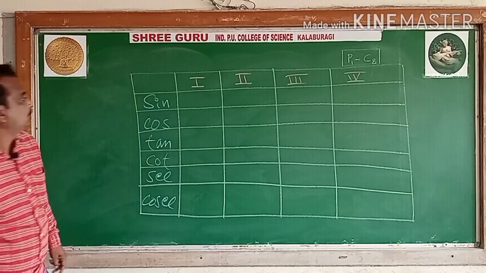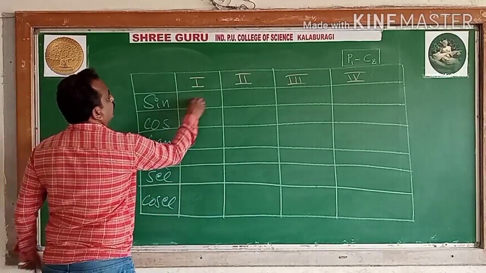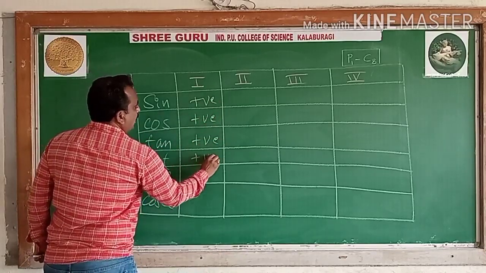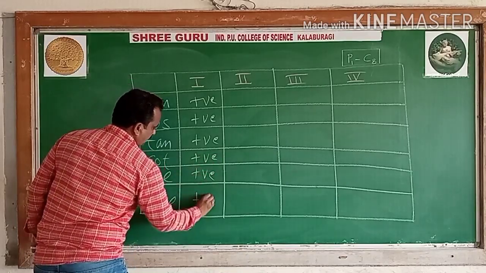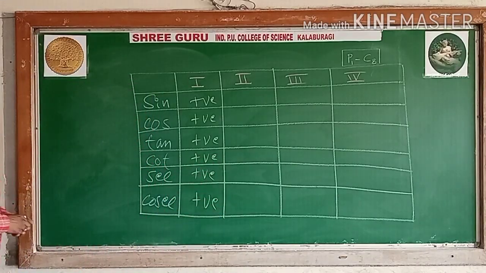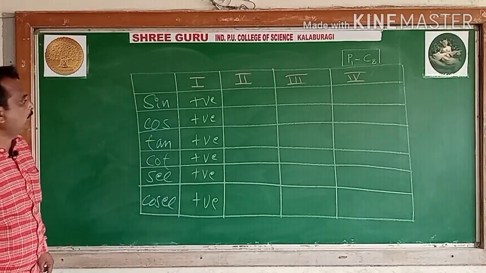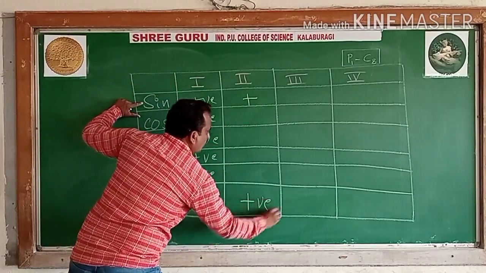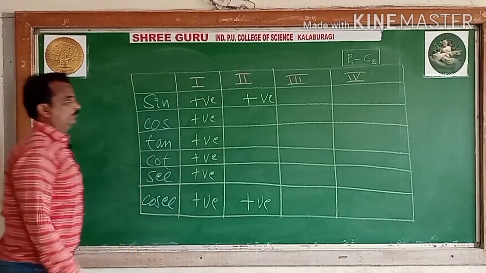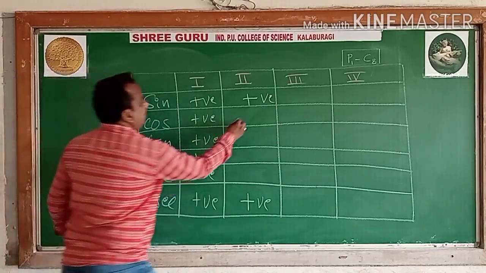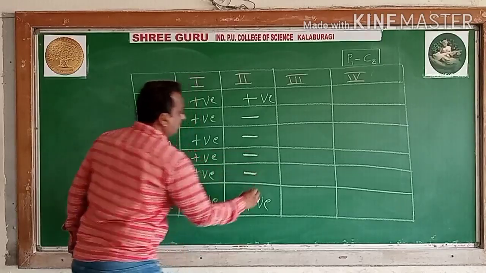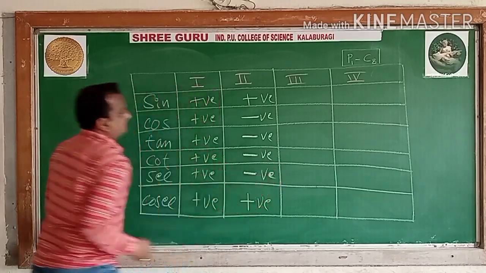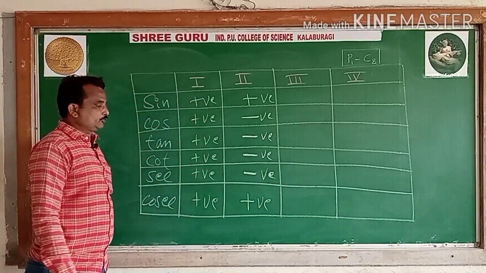Let us see, students. In the first quadrant all are positive. So all the functions are positive in the first quadrant. Clear, friends? In the second quadrant, only sine theta and the reciprocal of sine, cosecant theta, are positive. Remaining all the functions are negative. Clear, students?